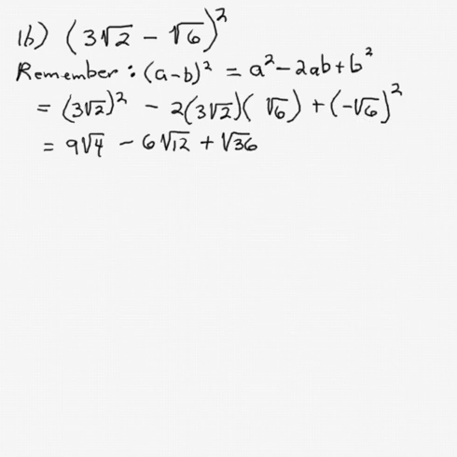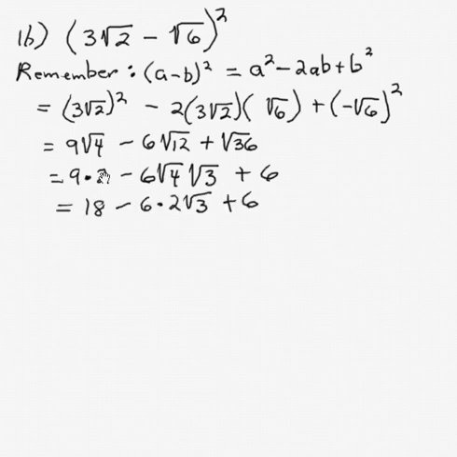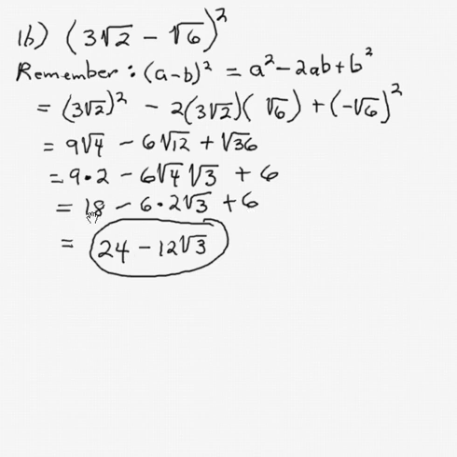Continuing to simplify, the square root of 4 is 2. Square root of 36 is 6. And 12, we can find a perfect square factor of 4 contained inside that. So break that down as the square root of 4 times the square root of 3. Continuing on then, 9 times 2 is 18. Square root of 4 is 2. And let's continue to simplify. 6 plus 18 is 24. Minus the 6 times 2 is 12 square roots of 3. So our answer, 24 minus 12 square roots of 3.